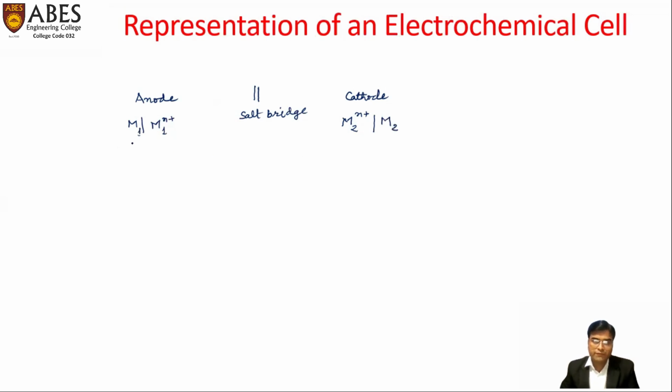So in case of anode, we write first the metal and then the ion separated by a vertical line. And in case of cathode, we first write the ion, the electrolyte, separated by the metal with the help of a vertical line. And anode and cathode both are separated by two vertical lines, which represents the salt bridge. So anode is responsible for the oxidation. So this is oxidation half cell. And cathode is responsible for the reduction. So it represents the reduction half cell.